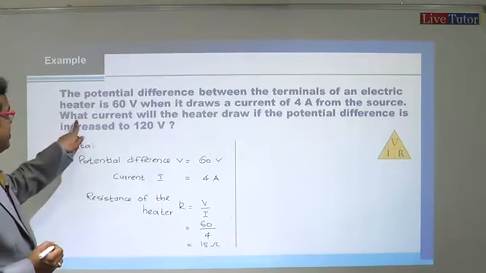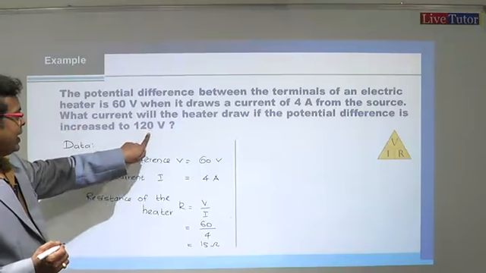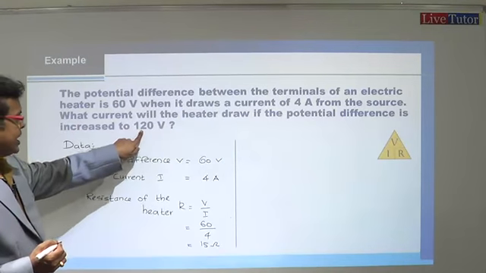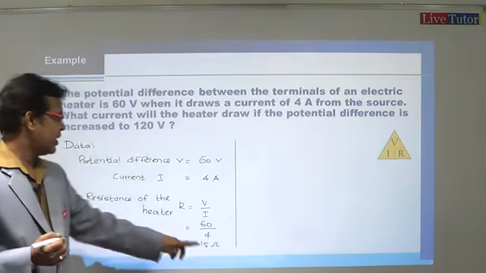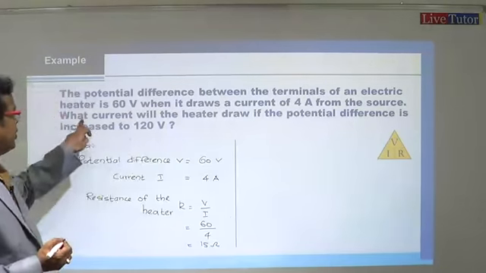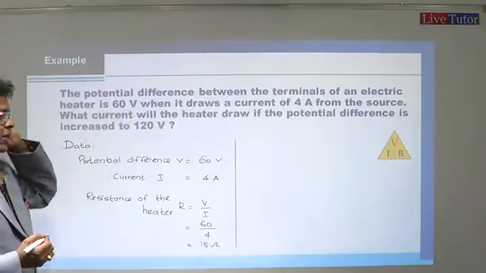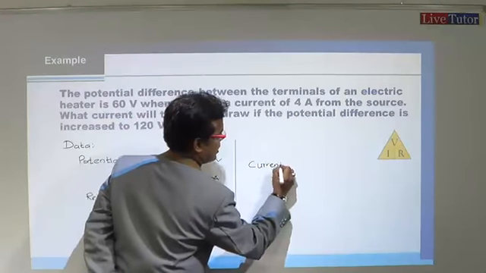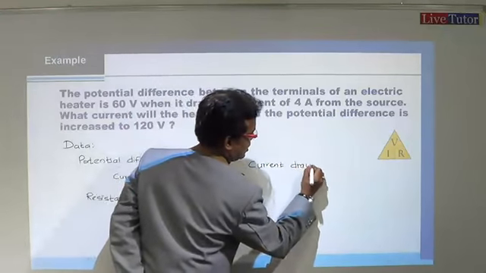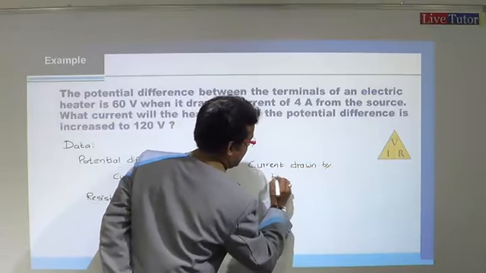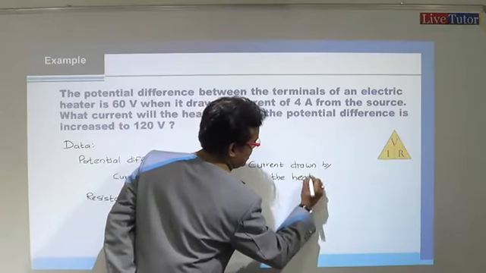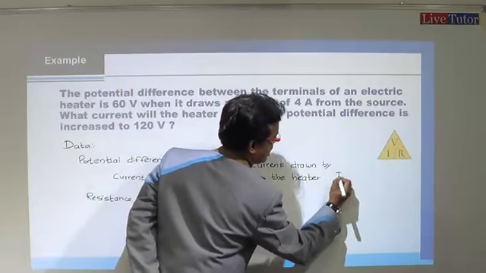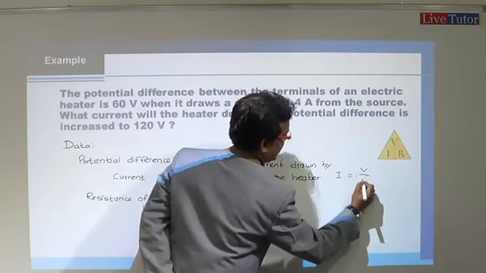Now, we will go to the second part of this. Now, we have got two data, that is two variables given. Potential difference is given, resistance is given. So, using these two data, we can find out what current will the heater draw. So, current drawn by the heater, I is equal to V by R.